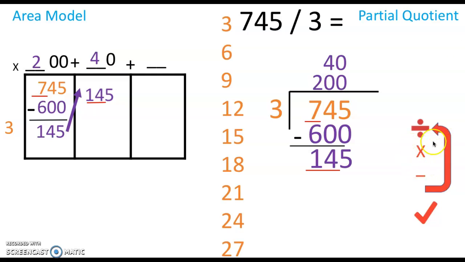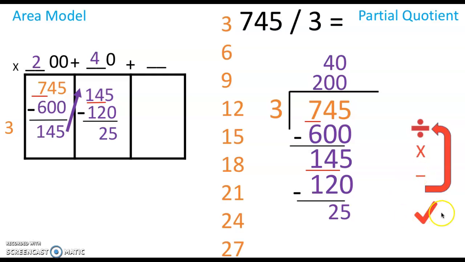Now we're on to multiplication. 40 times 3 is 120, because 4 times 3 is 12, plus a 0. Our next step would be subtraction. When we subtract, we end up with 25. Now we're going to repeat back to division. And we're going to look at our new number.